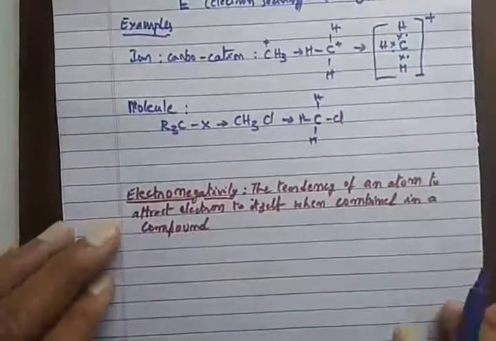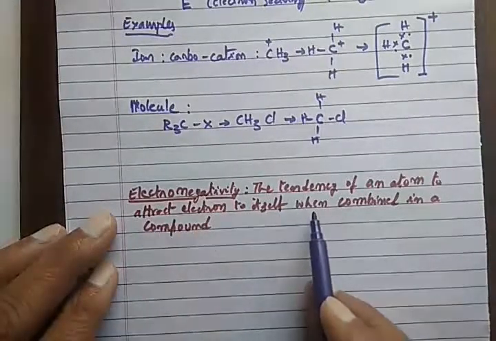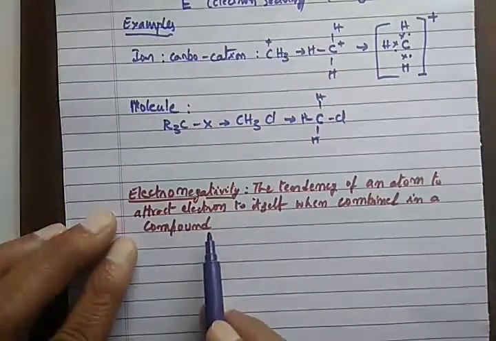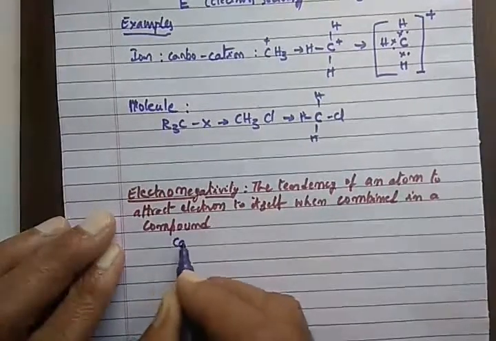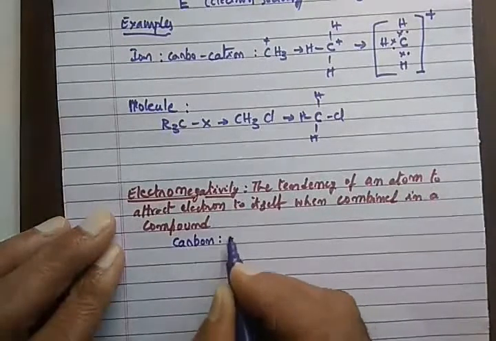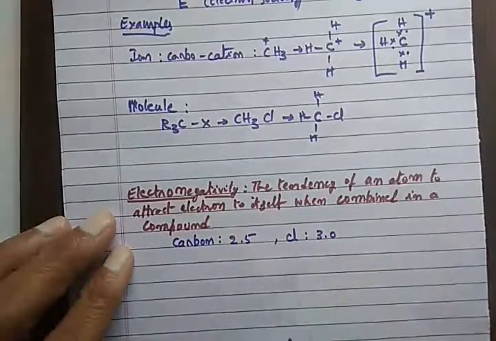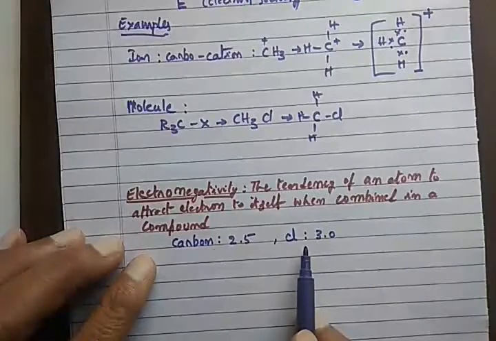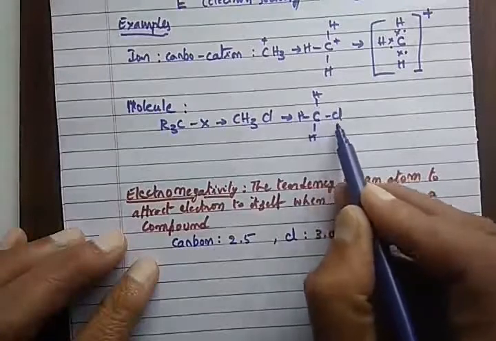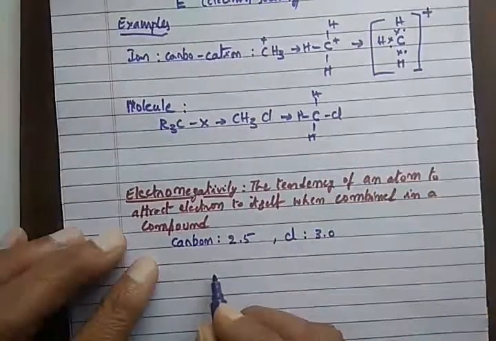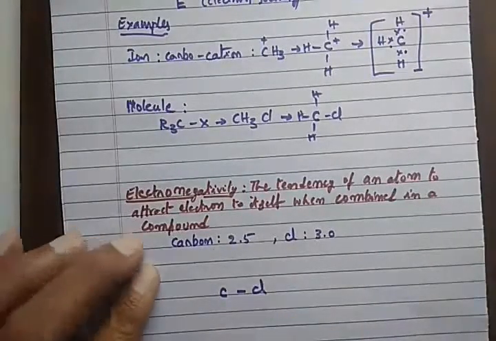For that, we will recollect electronegativity: the tendency of an atom to attract electrons to itself when combined in a compound. So that is electronegativity. Let us take carbon 2.5 and chlorine 3. These are the electronegativity values of carbon and chlorine. So let us take the covalent bond of carbon and chlorine.